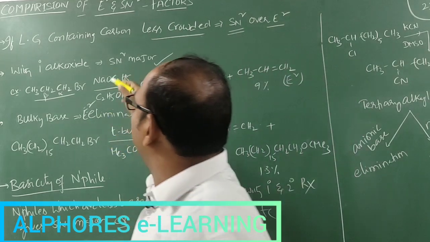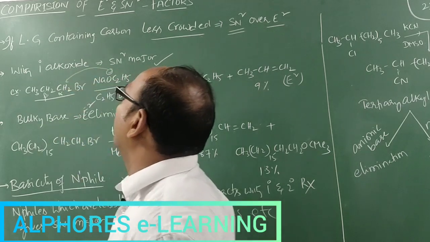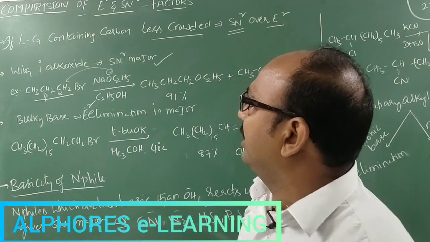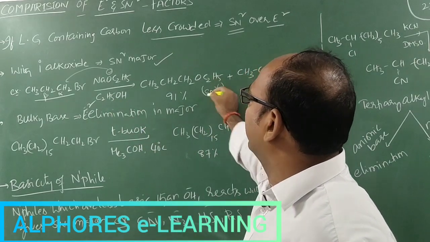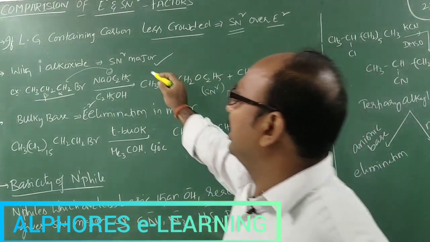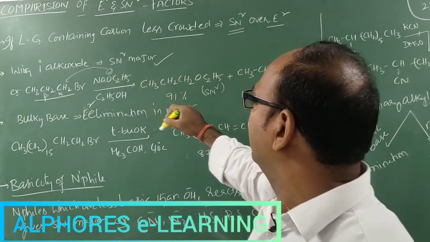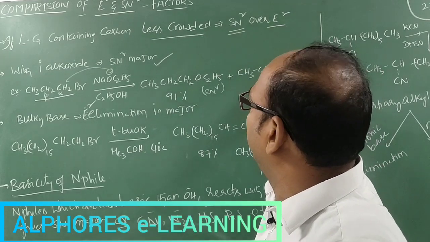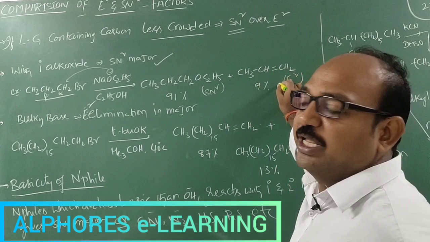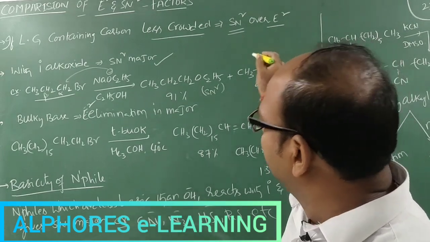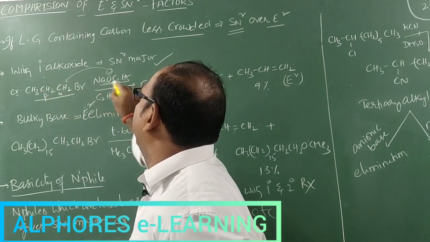Instead of that, the O minus of C2H5O minus may approach the leaving group containing carbon. In such a case, we are getting the SN2 product. So sodium ethoxide in ethyl alcohol solvent gives preferably substitution and a lesser amount of elimination: 91% substitution product, ether, and 9% elimination product, alkene. This happens in the case of only a primary alkoxide.